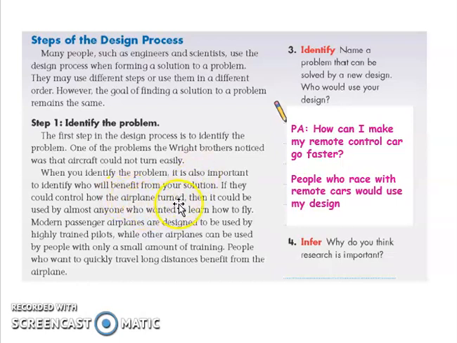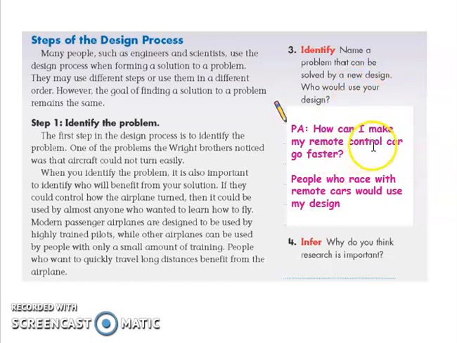When you identify the problem, it is also important to identify who will benefit from the solution. So the Wright brothers figured out that once they solved this problem, they could help many people traveling to far places. Okay. So number 3, identify the name of the problem. What can be solved by a new design? Who could use your design?